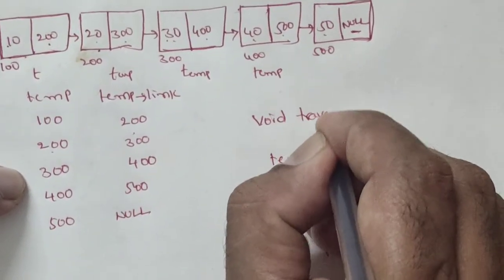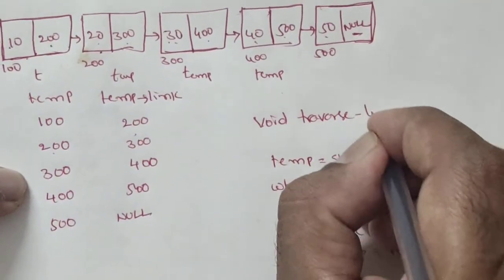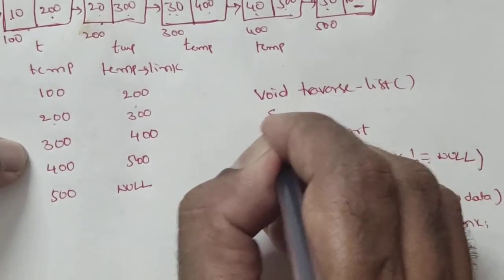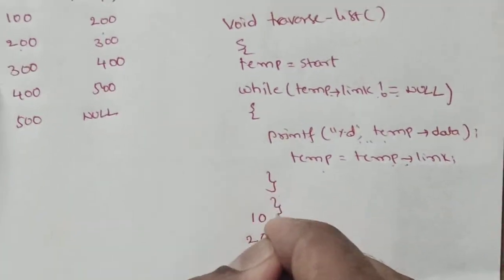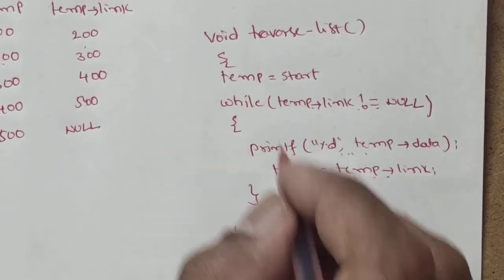void traverse list. This is the starting, and this is the end of the algorithm.